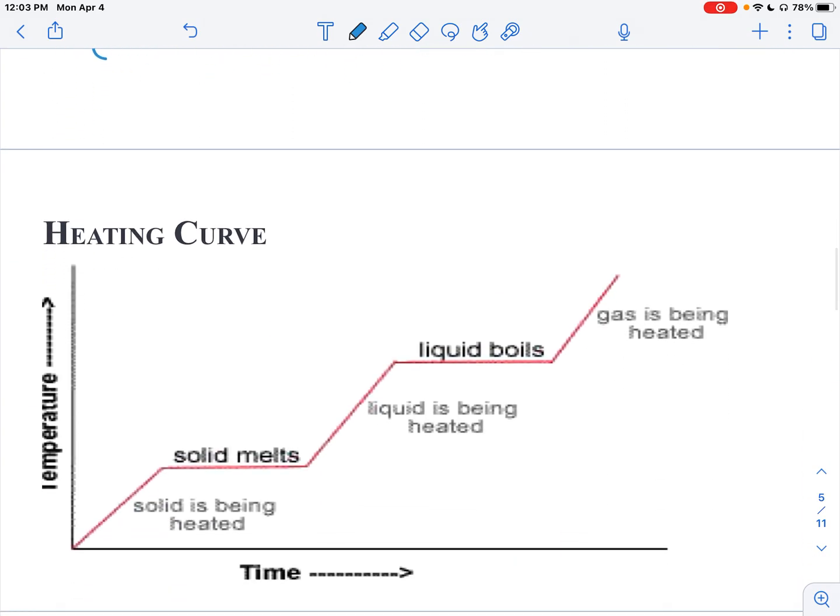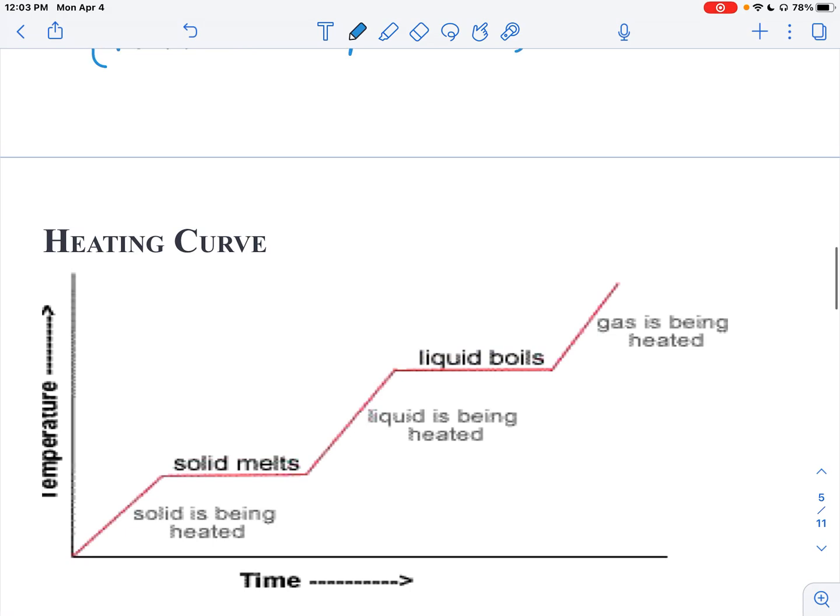So this is a heating curve, okay? This is not the potential energy diagram I was just talking about. In this, we are taking the temperature with a thermometer, okay? So that is different than the potential energy diagrams, which we'll get to later. So this is an actual thermometer.